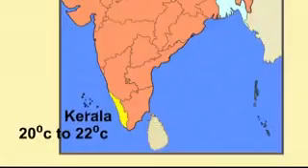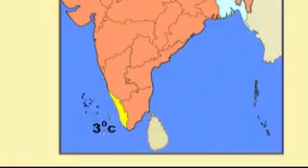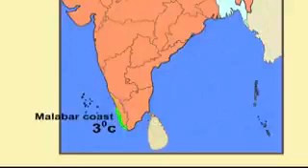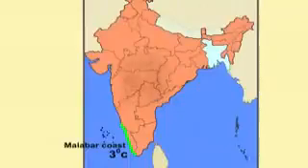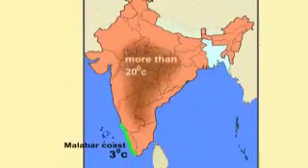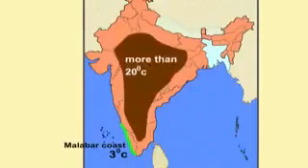The annual range of temperature is 3 degrees Celsius along the Malabar coast. The annual range of temperature means the difference between the hottest and the coldest month. So this difference is just 3 degrees along the Malabar coast. The reason is the moderating influence of the sea. Whereas it is more than 20 degrees Celsius in the interiors. The reason is it is away from the sea.